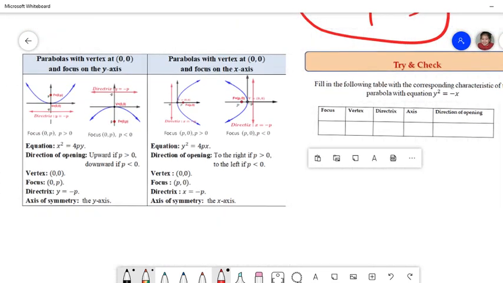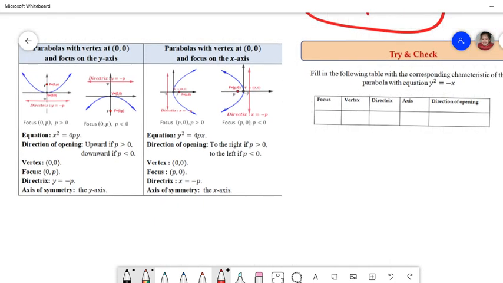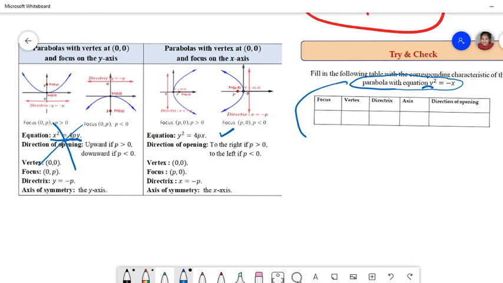Now let's do another one. Let's look at this try and check example. Fill in the table with the corresponding characteristics of the parabola. The parabola has the equation y squared equals negative x. Is it like x squared equals 4py? No, we have y squared. So if it is y squared, it has to be this type. So definitely this is a horizontal parabola.